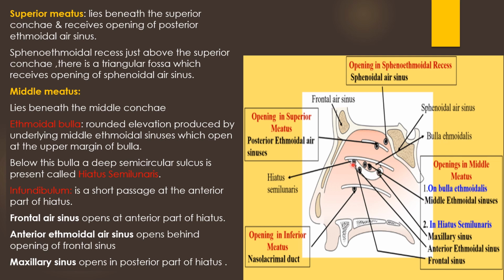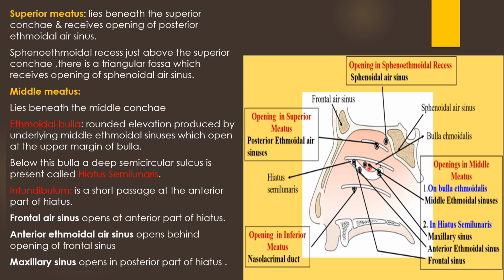So this hiatus semilunaris receives the opening for the frontal sinus in the anterior part, also known as the infundibulum, the anterior ethmoidal sinus behind the frontal sinus, and then we have the maxillary sinus in the posterior part of the hiatus. So the middle meatus shows two structures. One is the ethmoidal bulla, which is a rounded elevation produced by the underlying middle ethmoidal sinus, and of course they will be opening into the bulla as well.